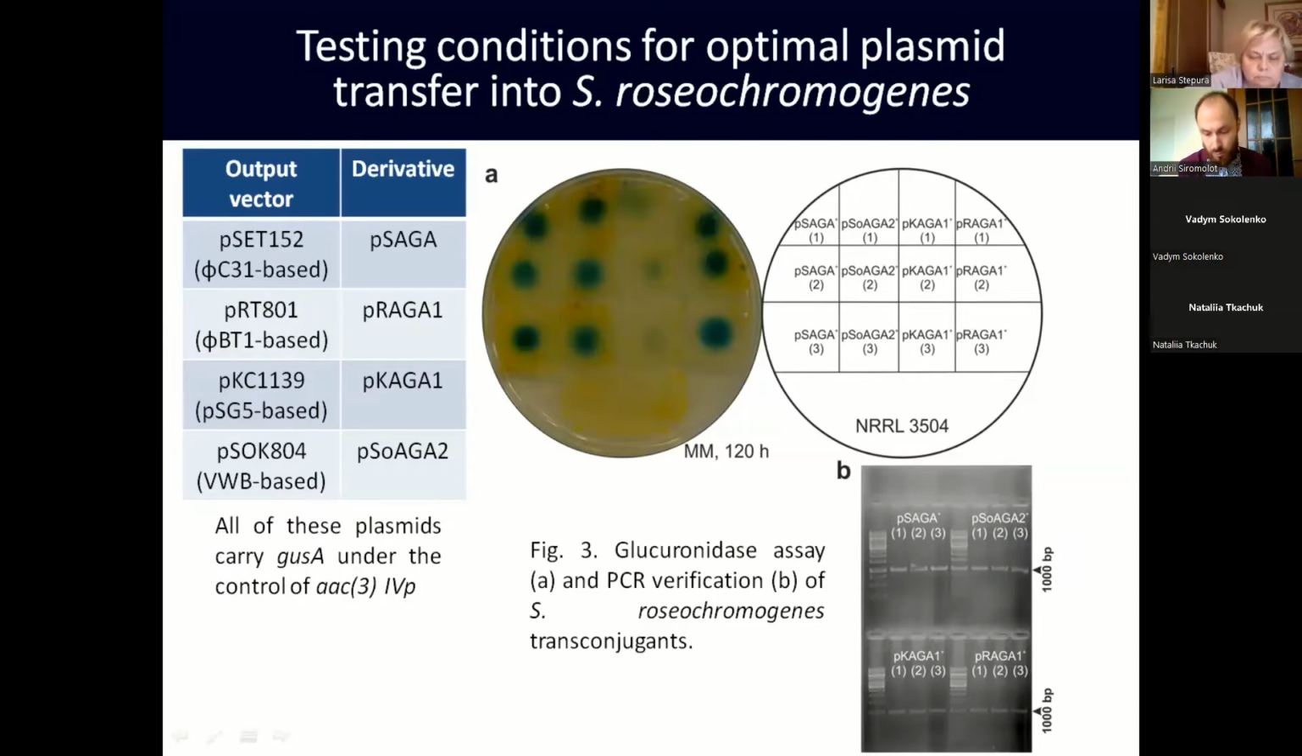Moreover, we also tested the conditions that are optimal for the conjugation. For that, we tested 2 media. One is soy flour mannitol media, and the other is oatmeal media or ESP3, in the presence of magnesium chloride or without. And we have determined that the highest transfer rate was observed when using the phiC31 based plasmid. And for optimal conjugation conditions, the best results were achieved on oatmeal medium without the presence of magnesium chloride.